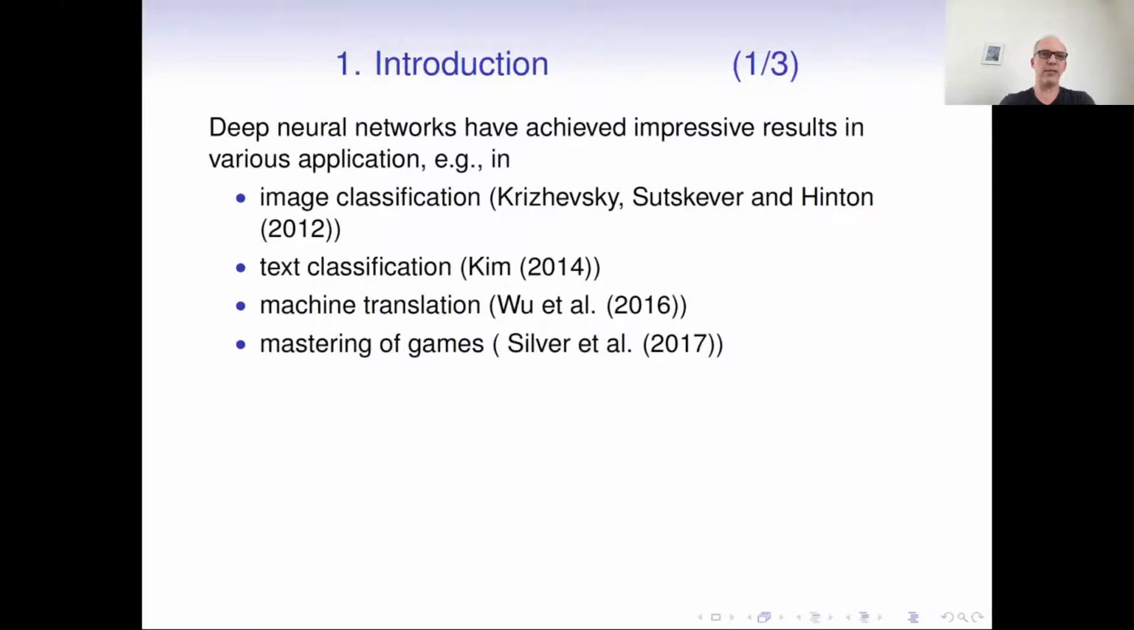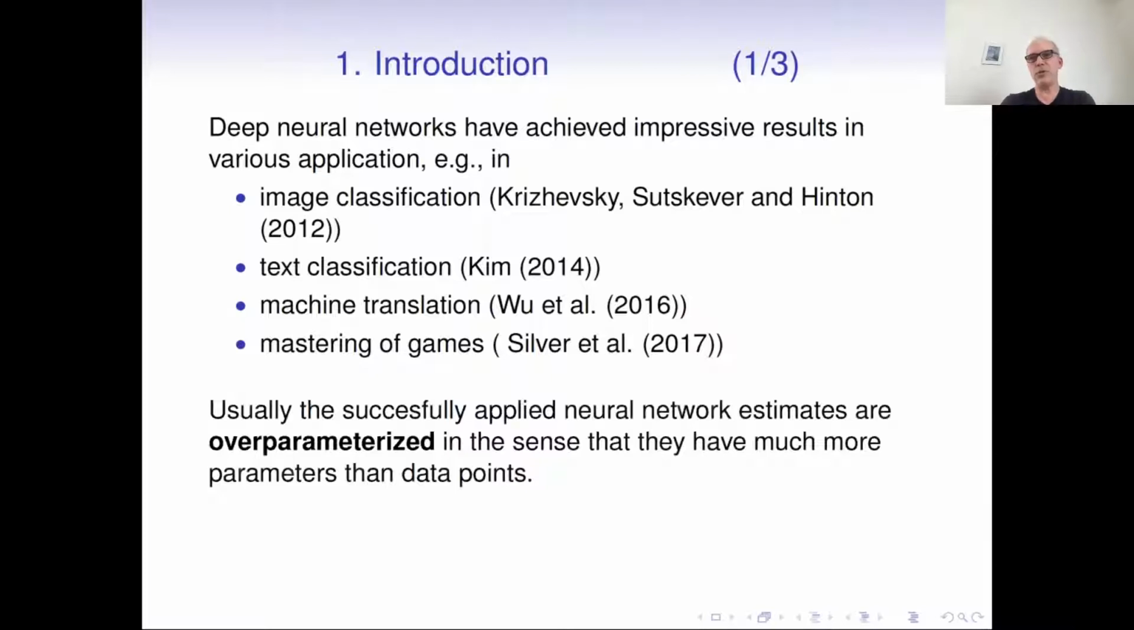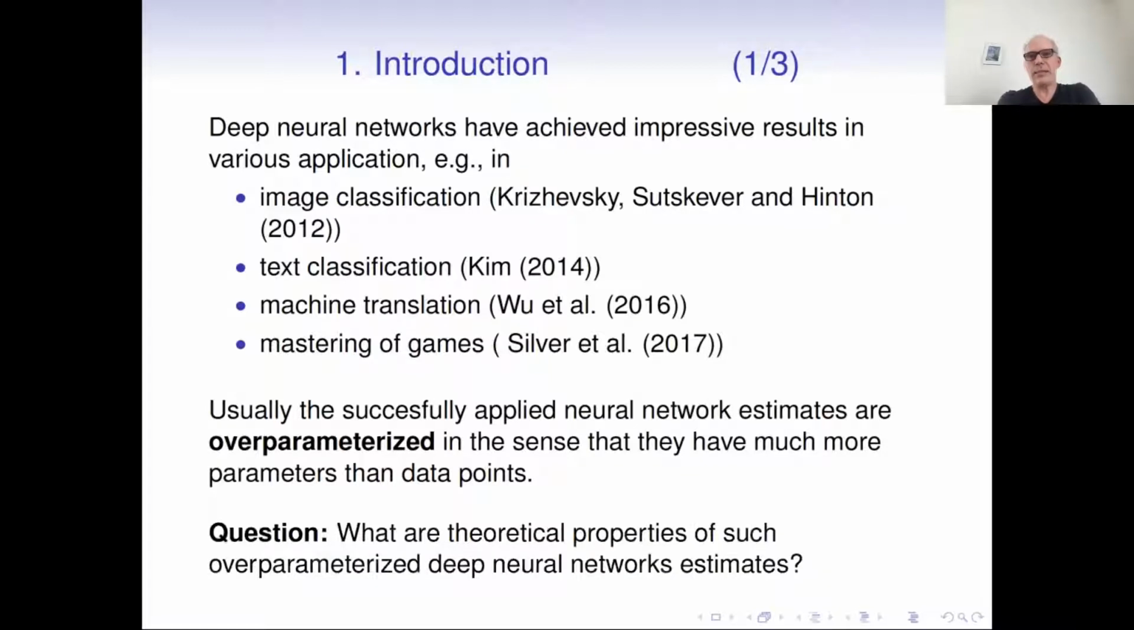So let me start with the first part, the introduction. It's well known to all of you that deep neural networks have achieved in the past, say, 10 years, impressive results in various applications, for instance, in image classification, text classification, machine translation, or mastering of games. And usually the successfully applied neural network estimates in these applications are overparameterized, in the sense that they have many more parameters than data points. The question at which I will look in this talk is: what are theoretical properties of such overparameterized deep neural network estimates? Can I say something from the theoretical point of view that this is a good idea to use these kinds of estimates? Or why are these, from a theoretical point of view, good estimates?